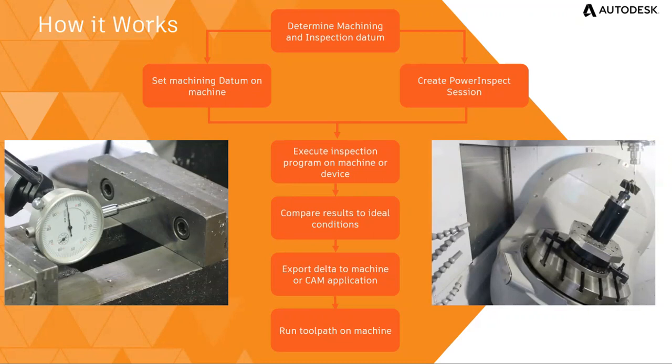If the customer has PowerMill, that will be good. Then you can create the milling program or milling toolpaths using that new datum, and you can run the toolpath on the machine. So this is the whole process of how adaptive software fixturing works. I have a small video through which I can take you through the process. Just have a look.